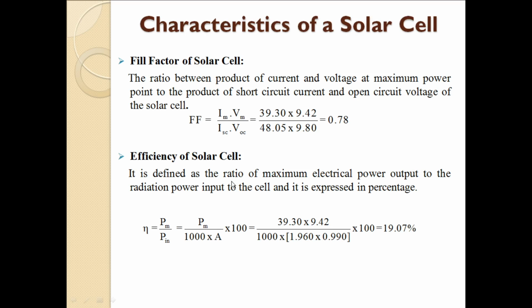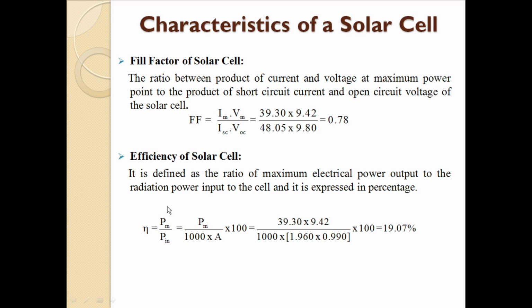Then there is another parameter, which we call the efficiency of the solar cell. The efficiency parameter is nothing but the maximum power that we can get from the solar cell divided by the area, multiplied by 100. That is the input power that we are giving with the help of solar radiation. Whatever value comes out is the efficiency.